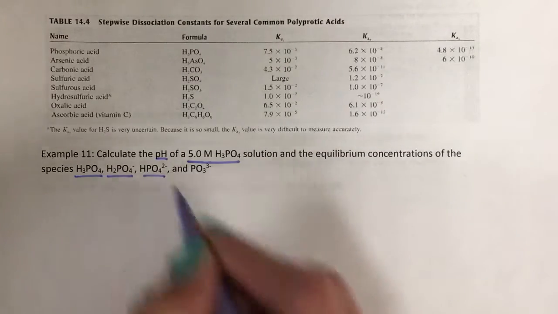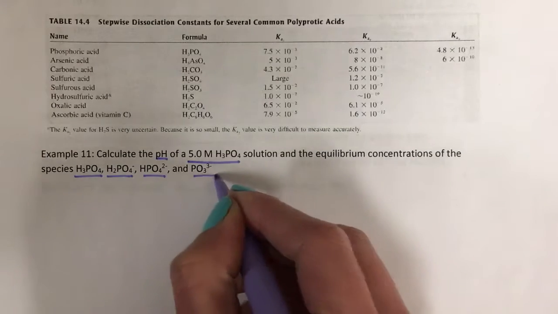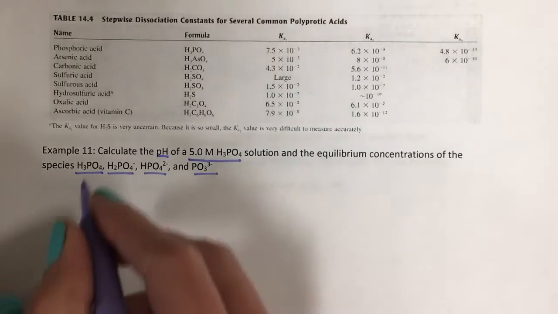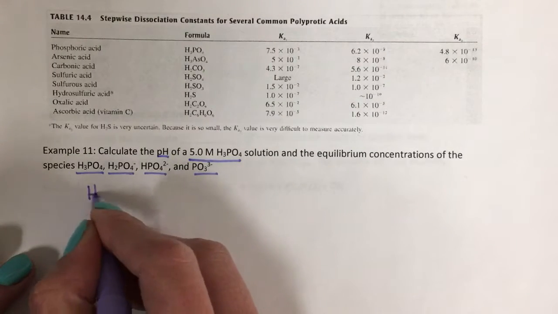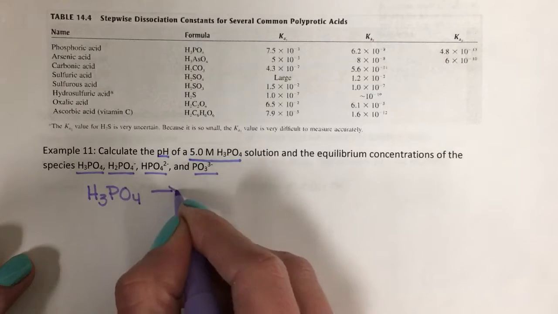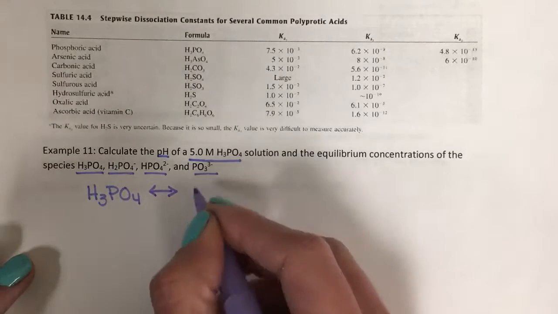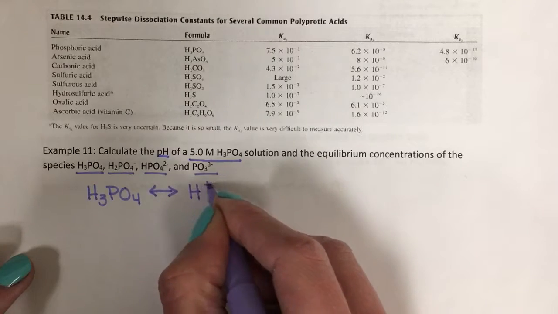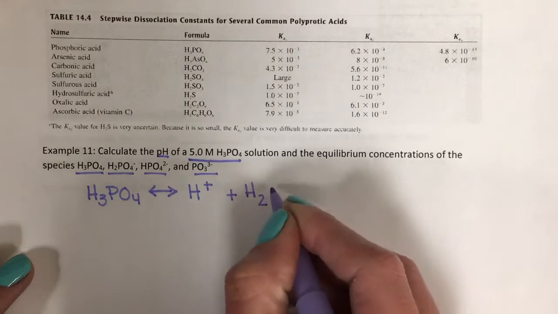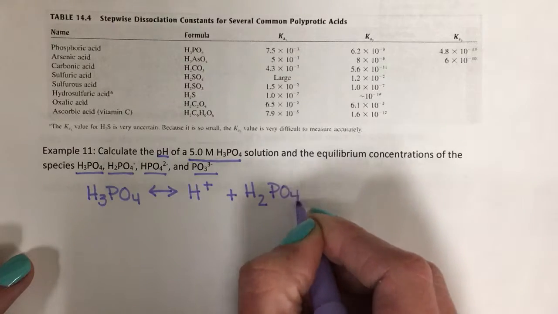H2PO4-, HPO4 2-, and PO4 3- at equilibrium. So here's the way we're going to do this. I'm going to start with the phosphoric acid. In water, it's going to break up into H+ and H2PO4 -1.